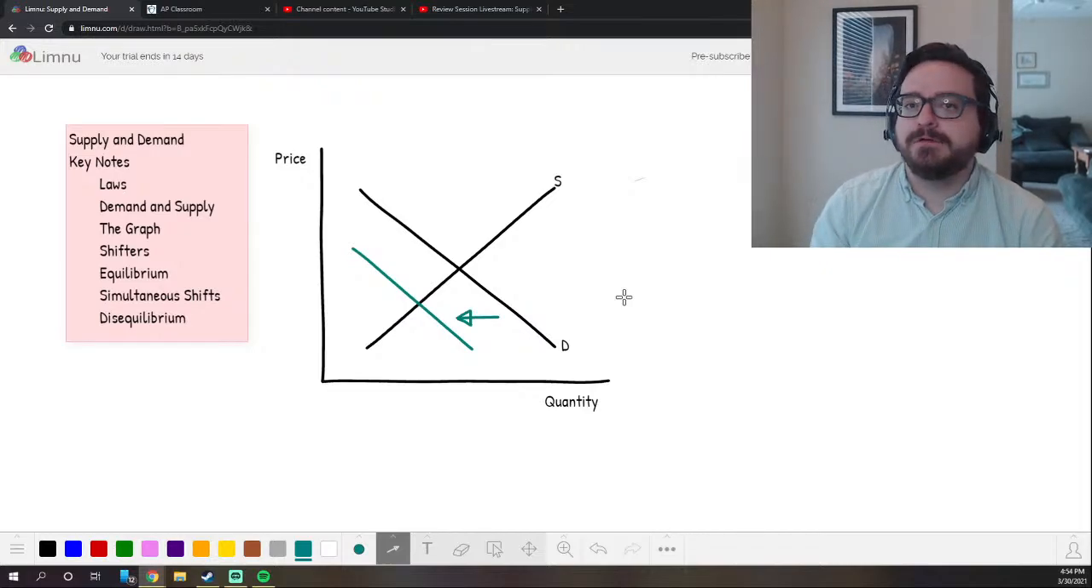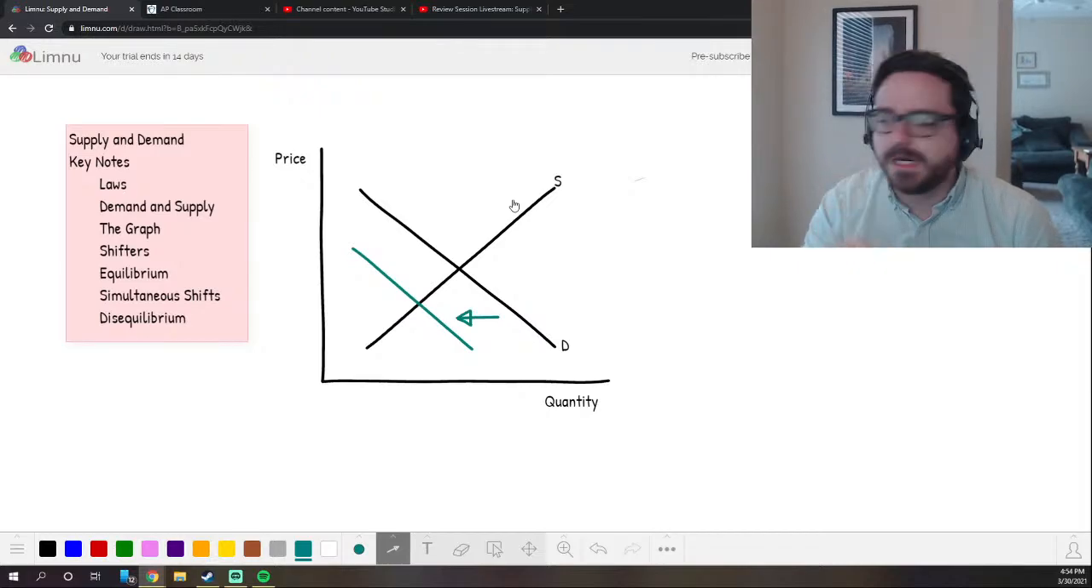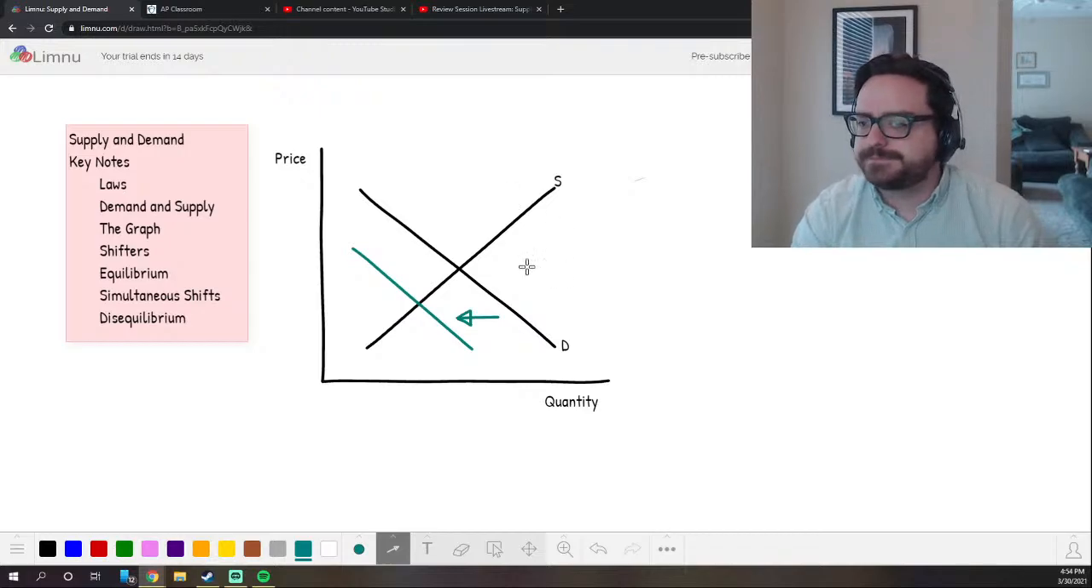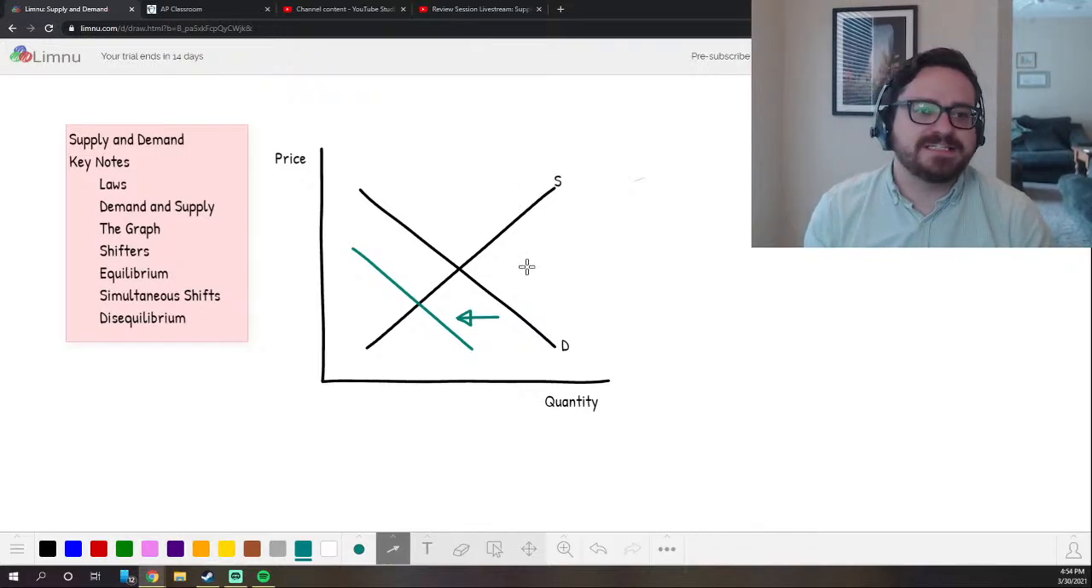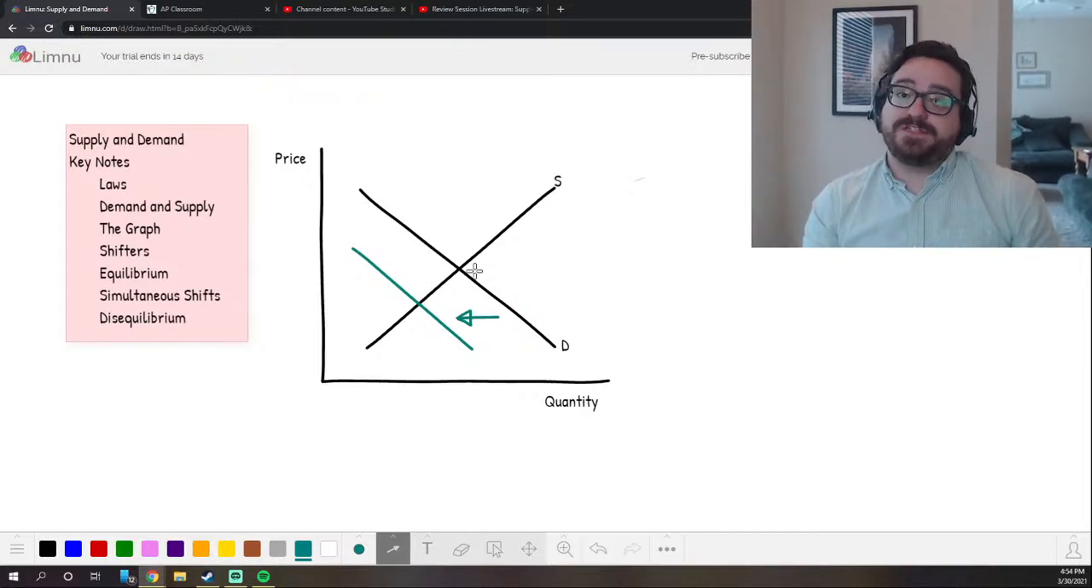That's the idea for the 2 lists of shifters. Don't sweat them too much. If you want to go back in the video and grab them, they're not that complicated. All right. Almost done. I got like 5 minutes left. That's enough time to nail this. Okay. So the last 2 things here that are the important things: simultaneous shifts and disequilibrium.